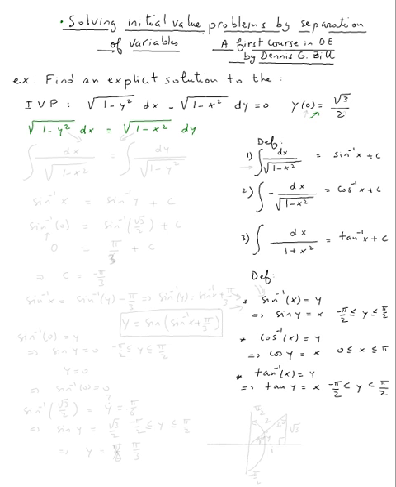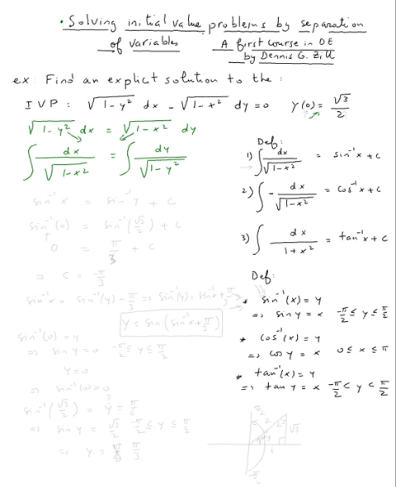Now again, I'm going to move square root of 1 minus y squared diagonally to this side. So that would be dy over square root of 1 minus y squared. And I'm going to move square root of 1 minus x squared to that side. So that would be dx over square root of 1 minus x squared. And then we integrate both sides.